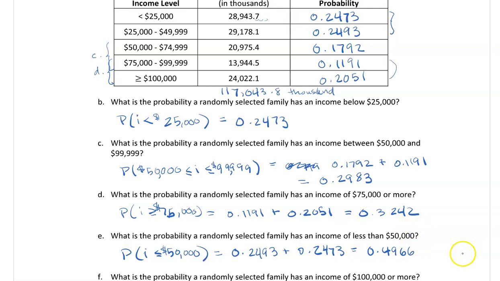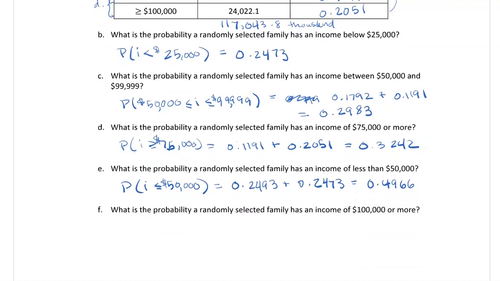Now on this one I'm going to scroll down, but we're going to lose our table. It's a fairly simple one, so that's okay. Actually, we can still see what we need to know. This one's asking what's the probability that the income is greater than 100,000. You can see that is just this event right here. 0.2051. And that's it. We don't have to add anything because it's just that one income bracket.